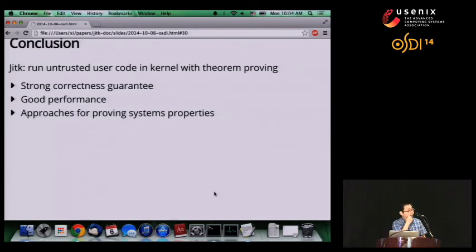So I want to make two points. First, proof-carrying code was in OSDI 1996. That paper basically focused on memory safety properties, like you don't have arbitrary jumps in the x86 code or the Alpha code. It doesn't really deal with correctness bugs. In principle, you could, but they focus on memory safety bugs.